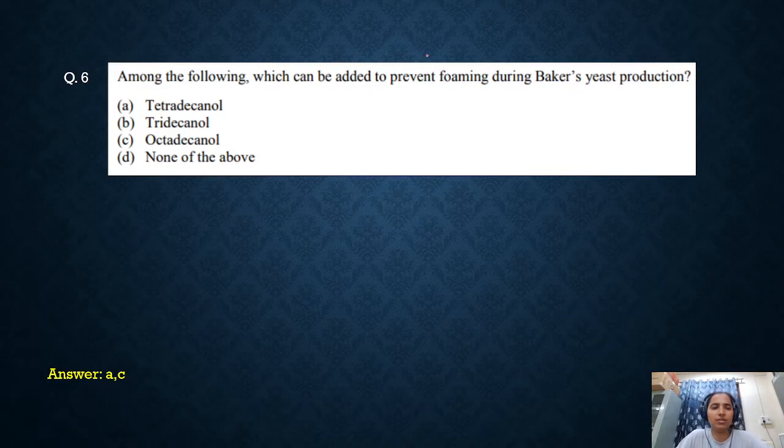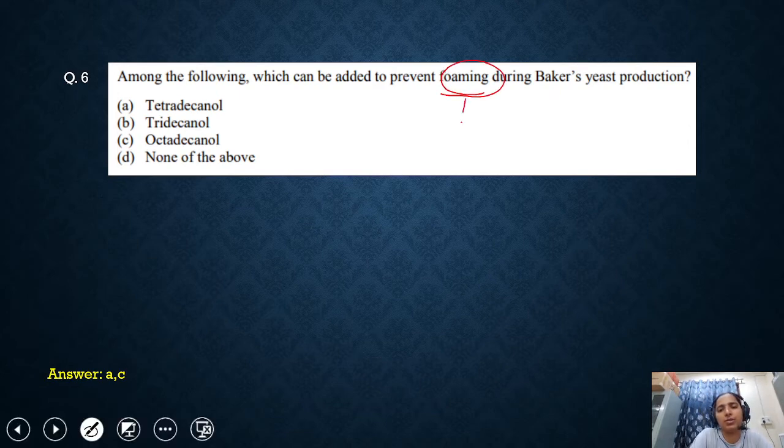So this is the next question. Among the following, which can be added to prevent foaming during baker yeast production? Prevention of foaming is really important so that the amount of baker yeast is maintained, and it also sometimes causes contamination in the fermenter process. So we usually use anti-foaming agents in the fermentation process.